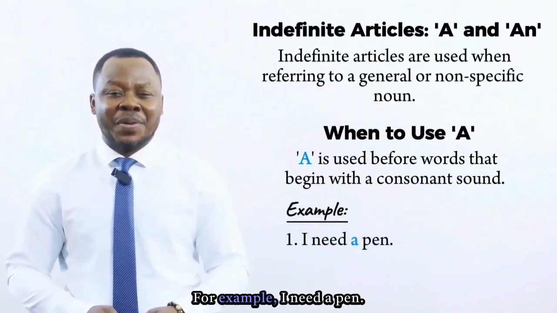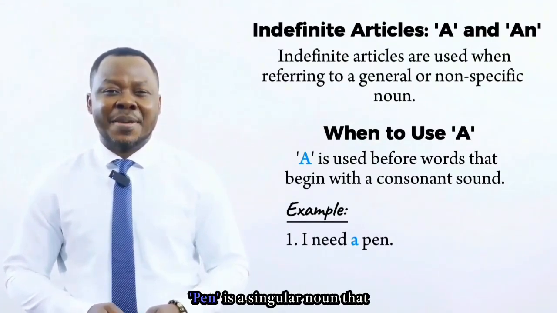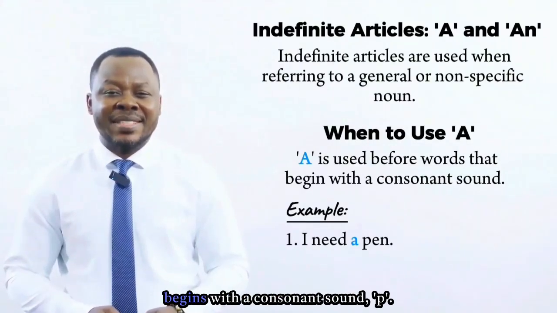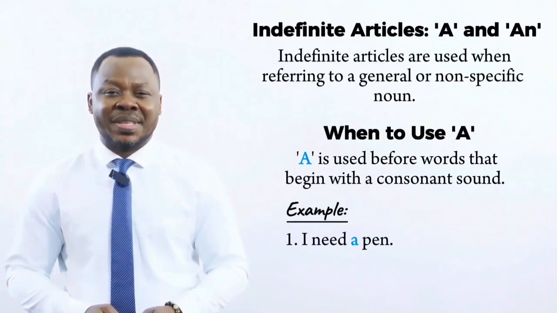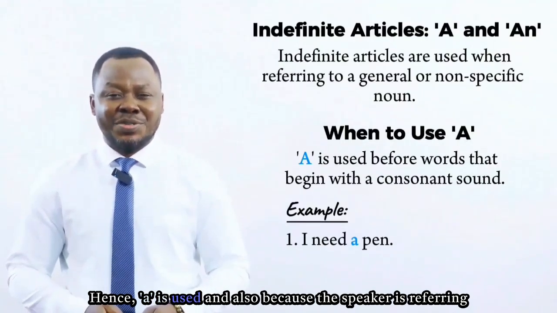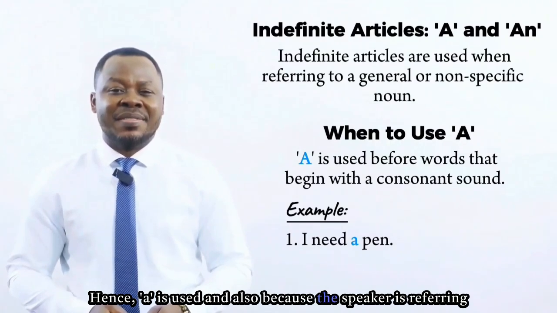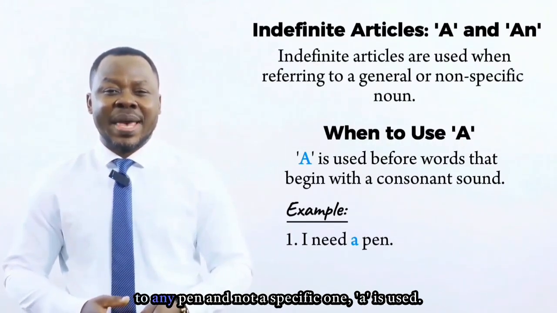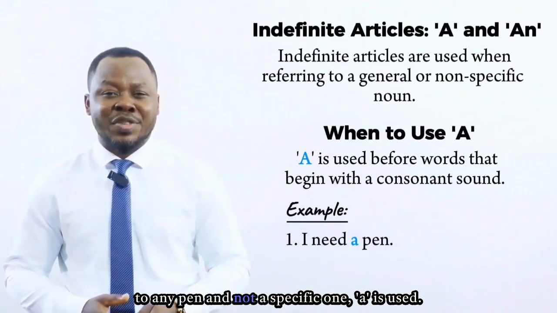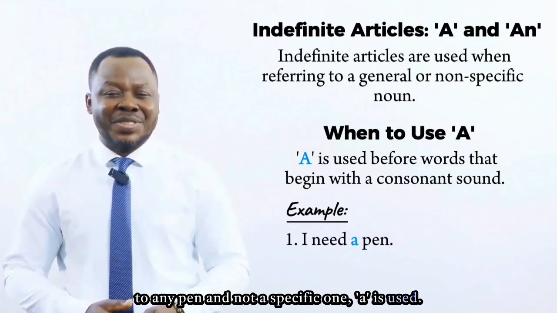For example, I need a pen. Pen is a singular noun that begins with a consonant sound, p. Hence, a is used. And also because the speaker is referring to any pen and not a specific one, a is used.